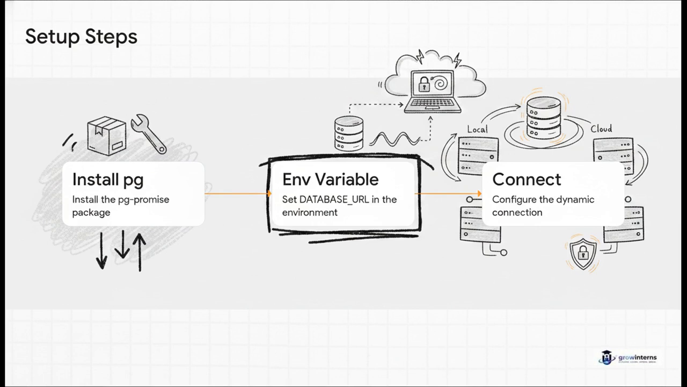Listen, instead of hard-coding your credentials, which, let's be honest, is a massive security risk, you're going to set a database URL environment variable. Doing this lets your Express app dynamically pull the correct config, whether you're just running it locally on your machine or you've deployed it out to the cloud. Once that's done, you simply configure the dynamic connection, and you're good to go.